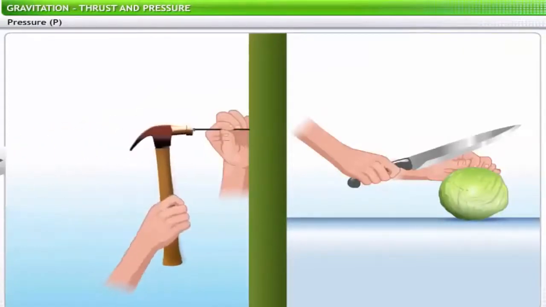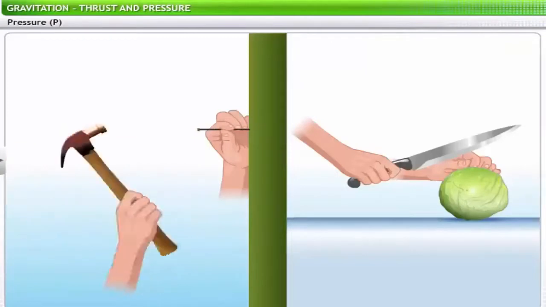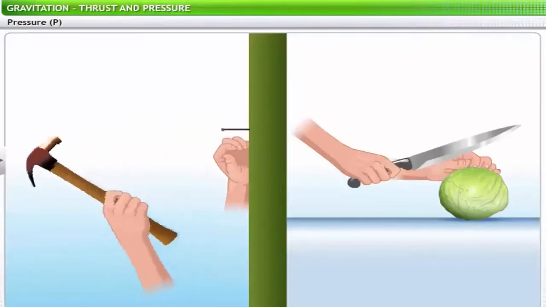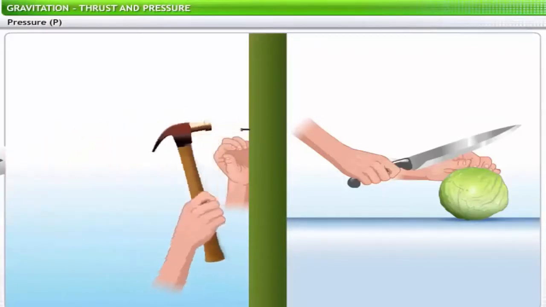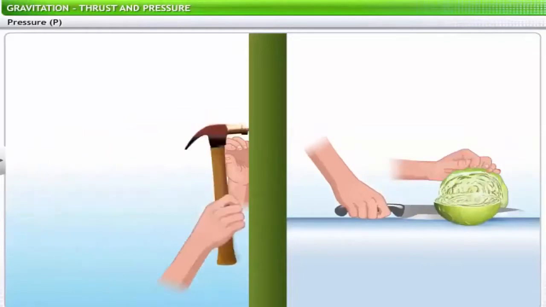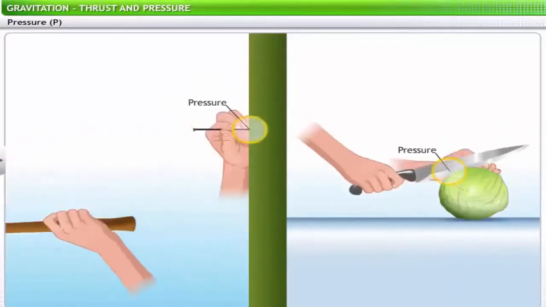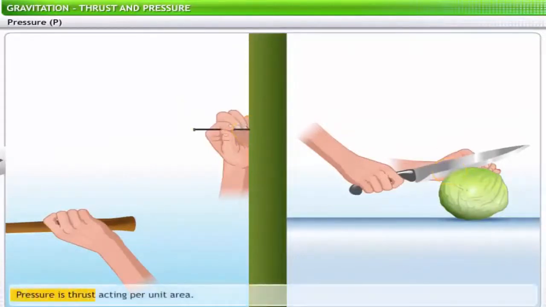We have seen that nails have pointed tips to help us drive them into surfaces. Why is it important for a nail to have a pointed tip? For that matter, why is it important to have a sharp knife to chop vegetables? The force you apply in driving a nail or chopping vegetables is translated into pressure, depending upon the surface area of the object on which the force is applied. In other words, pressure is the amount of thrust acting on a unit area. Pressure is denoted by the letter P.